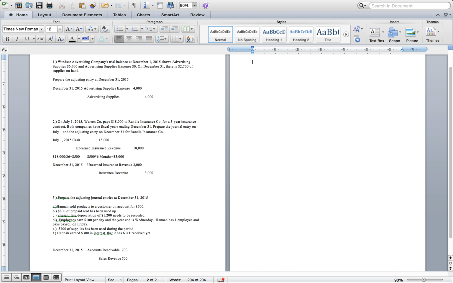The next one now, again, December 31st for all of them. Now it says $800 of prepaid rent has been used up. Well, anytime we use up any prepaid account from our perspective, you want to start by debiting the expense, which in this case is rent expense for $800. And then you want to credit the asset because that's gone down. In this case, you want to credit prepaid rent for $800.